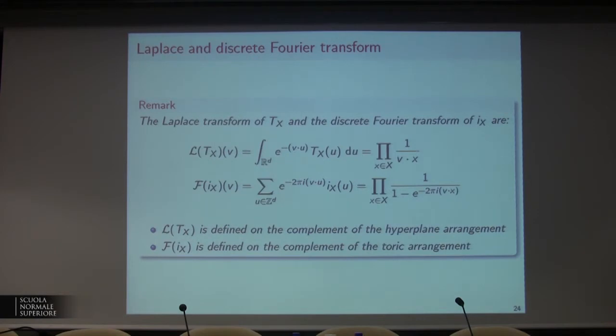So why are hyperplane arrangements and toric arrangements related to vector partition functions? One answer: we can look at the Laplace transform of the multivariate spline and get this rational function, and you can easily see that it's well defined on the complement of the hyperplane arrangement. And here's the discrete Fourier transform of the vector partition function, which is well defined on the complement of the toric arrangement.